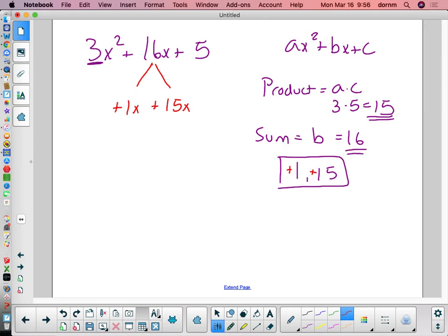I mean, I could do 2 and 14, I could do 3 and 13, any different way of getting to 16, right? I could do 17 and negative 1. But the magic numbers tell me exactly the right way to do it. So we're just re-expressing that middle term, and then we're going to bring down my other terms. My 3x squared is still there, and my 5.